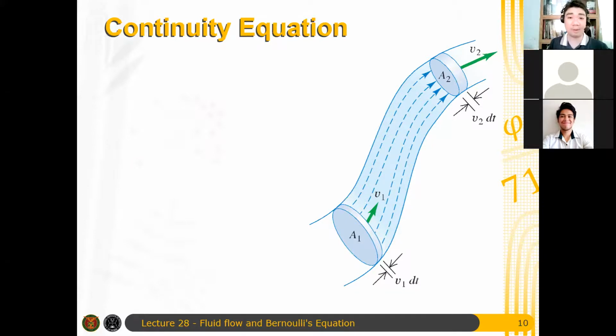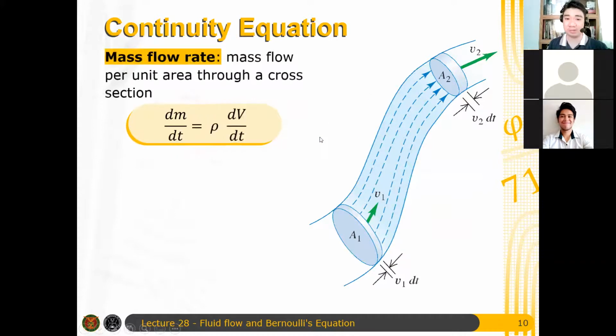Okay. Sorry, but before we go to the continuity equation, let me first define these quantities here. The mass flow rate is the mass flow per unit area through a cross-section. So, for example, since fluids are matter, they have mass, then at a given cross-sectional area, say you have a hose with water passing through, or a fluid in general, it doesn't necessarily have to be water.